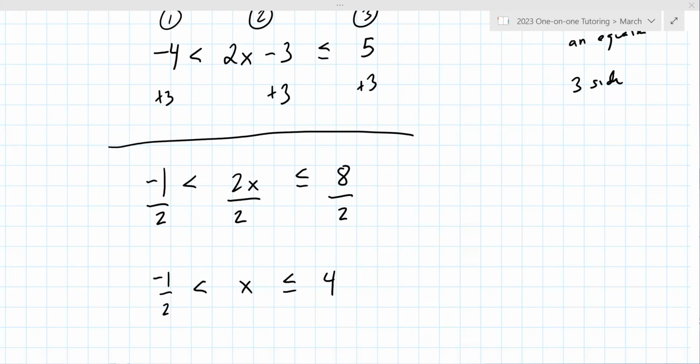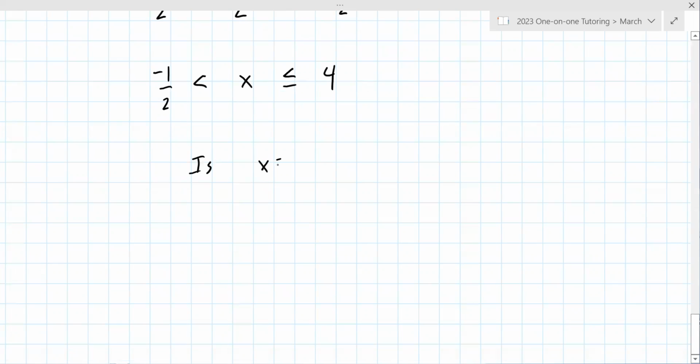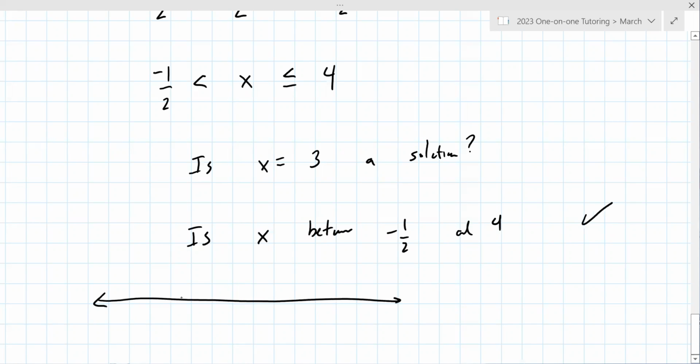All right, so now a new question here for you: is x equals 3 a solution? And what I'm really asking is, is x between -1/2 and 4? Yes, it is, so this works. Now on a number line here, here's -1/2, here's 4. Is it an open or a closed circle on the left there? Open. It's open. And how about on the right at 4? Closed. Very good. And then you're going to shade between the two. Okay.